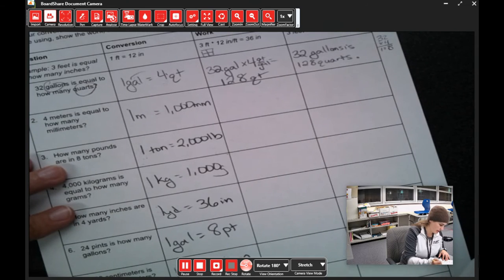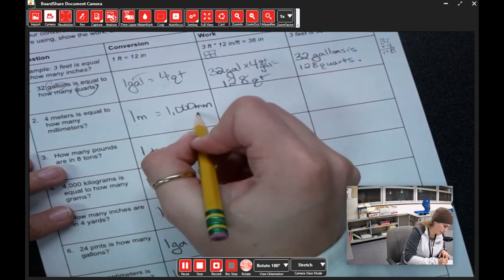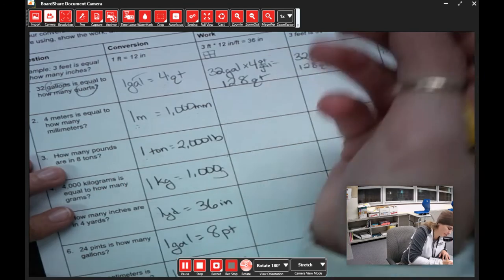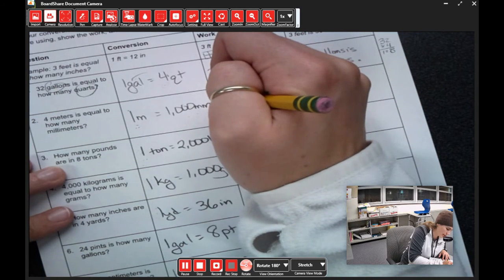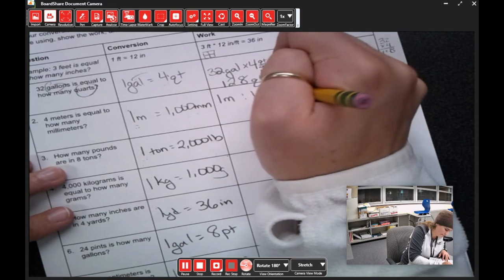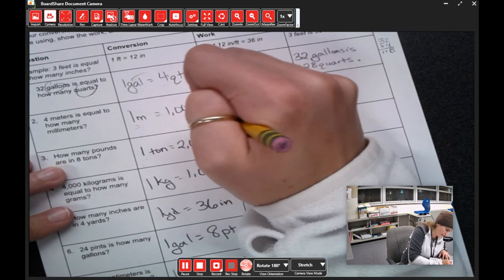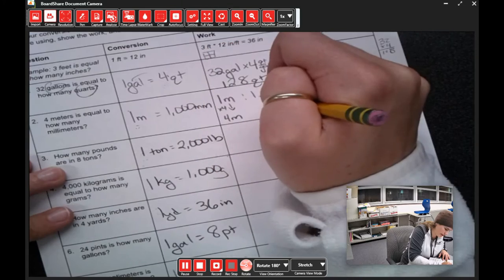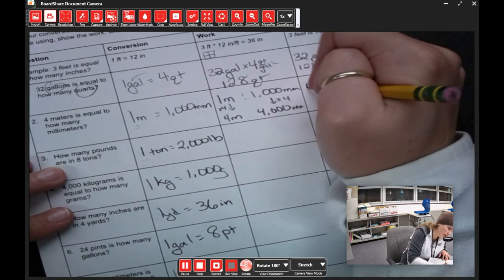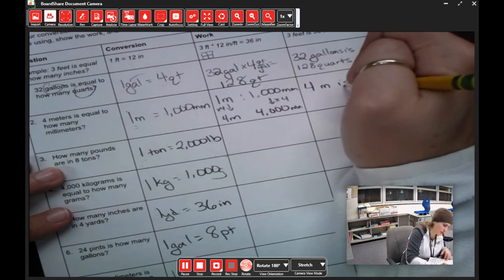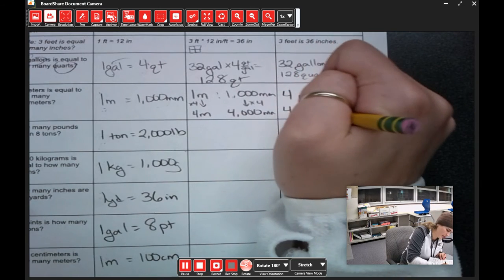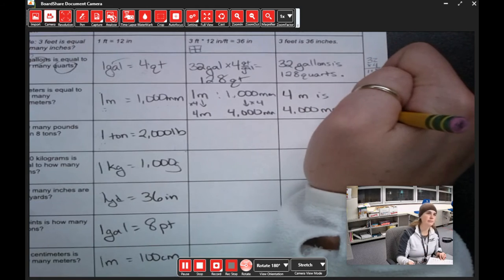4 meters, so 1 meter is 1,000, so 2 meters is 2,000, so 3 meters is 3,000, so 4 meters would be 4,000 millimeters, and I got that by thinking about it as a ratio this time. Times 4 gives me 4 meters, times 4 gives me 4,000 millimeters. 4 meters is 4,000 millimeters, period.